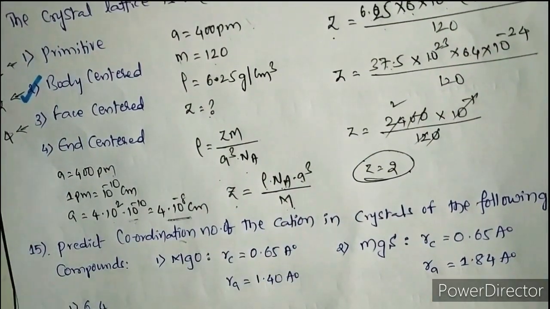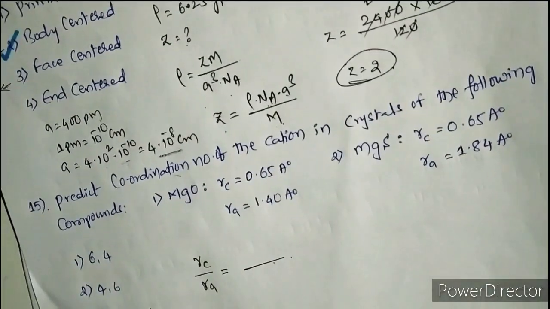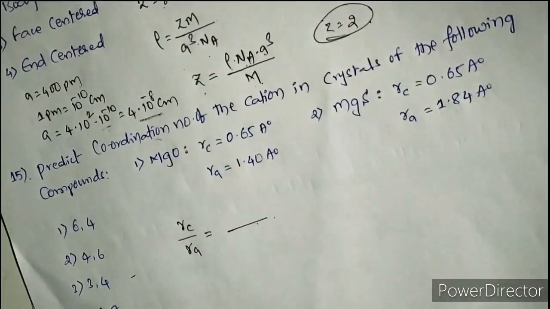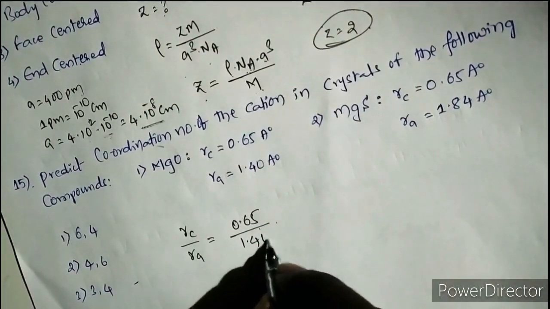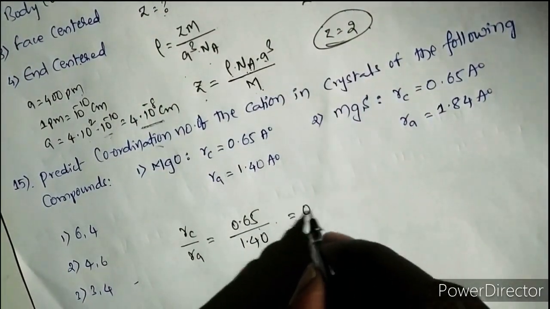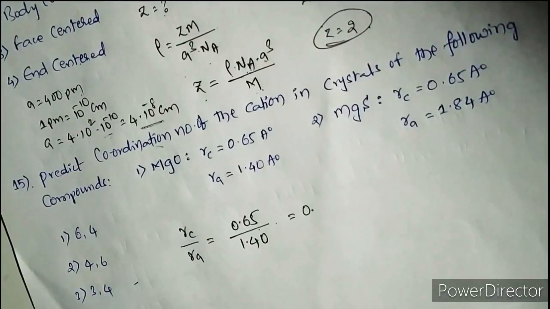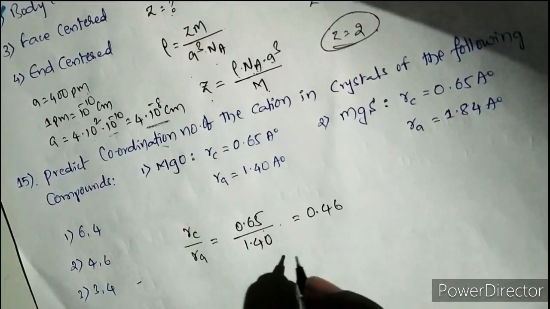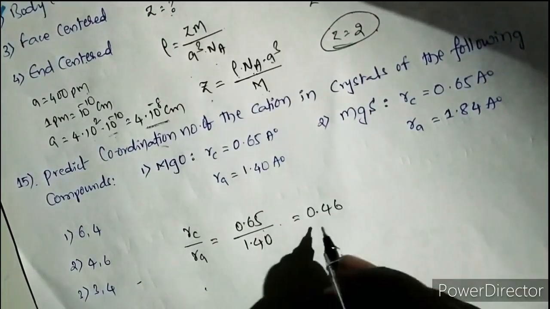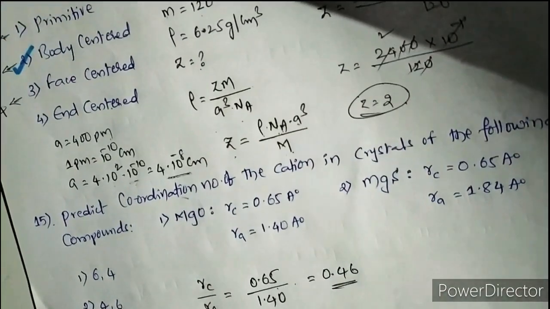So what I am doing here is radius of cation by radius of anion. First one, what is the radius of cation given? 0.65 by 1.40. It becomes around 0.46. And this is the first one. 0.46 means in which range does it fall?